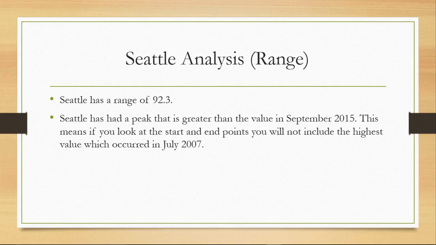Why do we look at the range when we look at Seattle's analysis? Seattle has a range of 92.3, and if you would have just looked at the starting and ending values, it would have been less than that. Seattle had a peak in the middle, which had a greater index value than the value in September of 2015, which means you will not get the full range if you just look at the starting and ending values. Whereas if you look at Boston and Dallas's starting and ending values, the ending value is the maximum and the starting value is the minimum, so the range is the same.